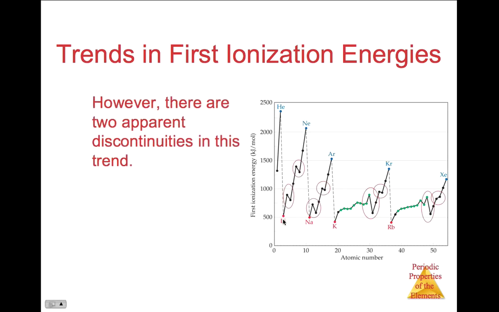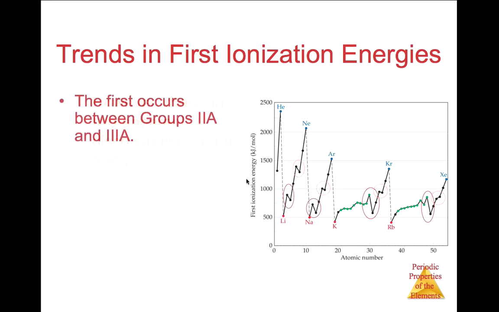But there are two apparent discontinuities in this trend, and they're circled here on this graph. Notice how the trend is generally upward, but there are some jagged lines in here. What are those? The first occurs between groups 2A and 3A. And so it occurs, in the second period anyway, between beryllium and boron.